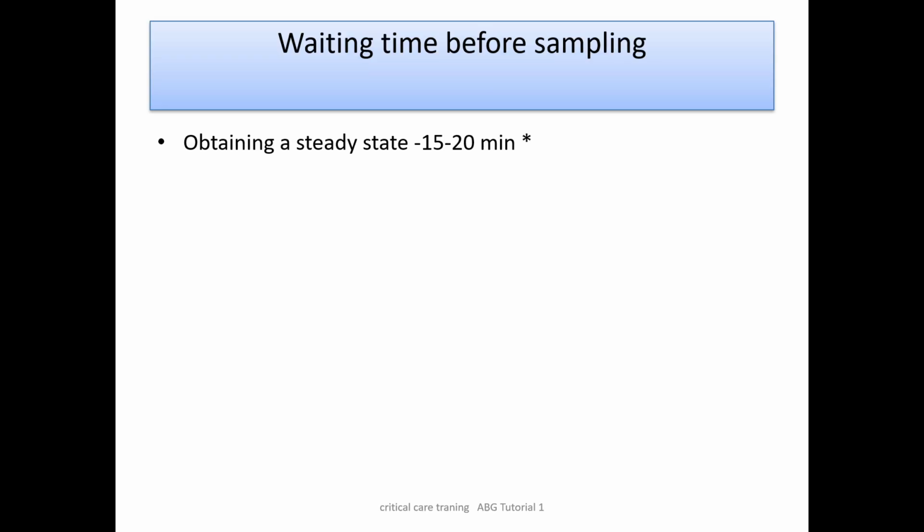Waiting time before sampling is important. So when you are changing the setting, when you are taking the patient from invasive to non-invasive, or non-invasive to invasive ventilation, at least wait for 15 to 20 minutes, or at least 5 to 10 minutes, so that the oxygenation and CaO2 content is stabilized, a steady state, before you send a sample.